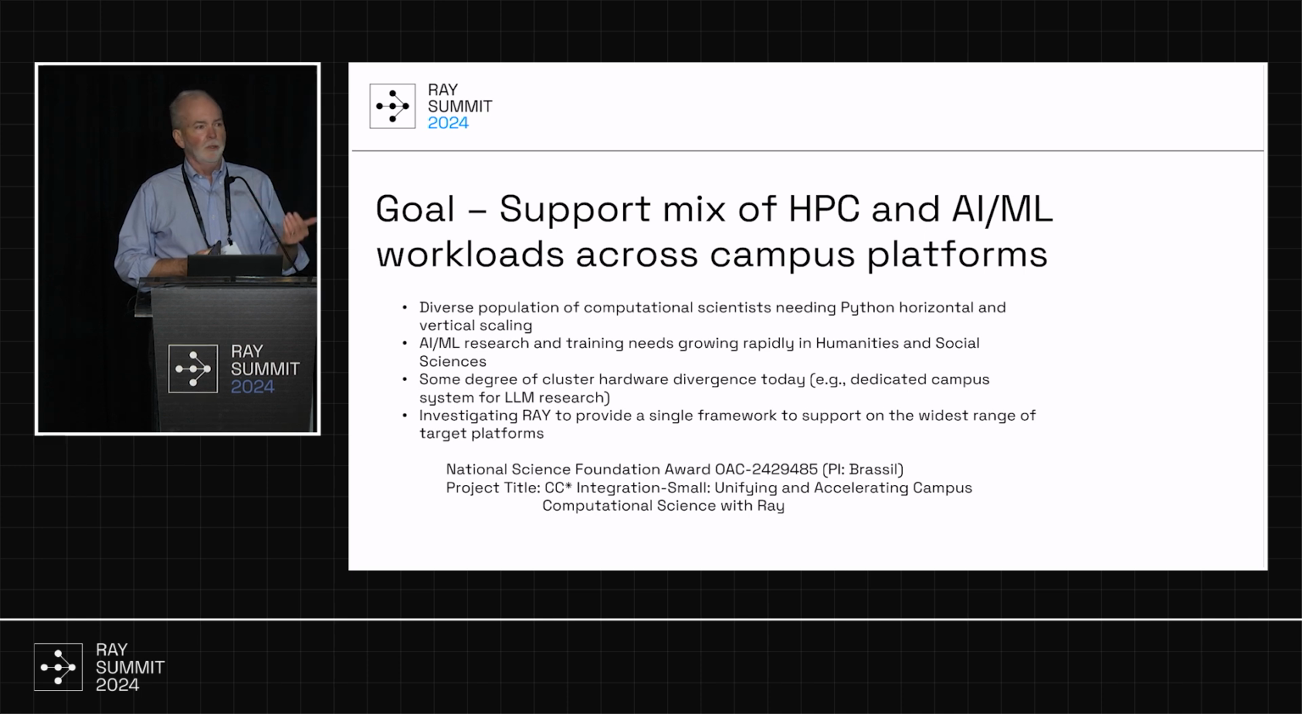So what is my goal as a Dean for Research at Princeton? Very much interested in supporting a mix of high-performance computing and AI, ML workloads across campus. That mix is changing as we speak. It's very hard to keep up with the balance of the different workloads that are happening from moment to moment. But to step back and look at it, what's happening is that we have a diverse population of computational scientists, all who need Python, both horizontal and vertical scaling, to make their science advance.